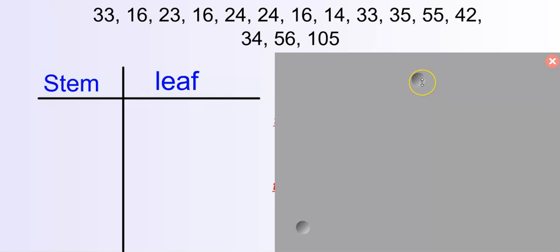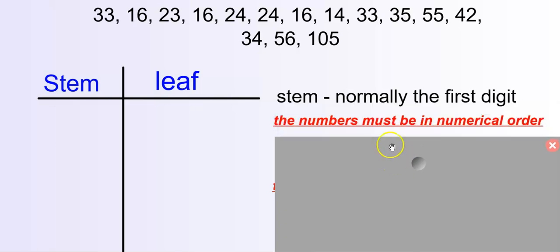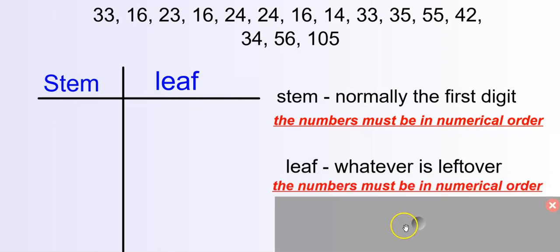And our definitions that you're going to write at the top of your paper, the tippy top. We're going to say stem is normally the first digit. So for each one of these numbers we have up here, we're looking at the first digit of each one of those numbers. And like we said in red right here, the numbers must be in numerical order. So make sure you write that down, because I don't want y'all writing in random numbers and then saying, Mr. Hub, why did I get that wrong? Because you didn't put things in numerical order like it says right here in red. The other one is your leaf, and that's going to be whatever's left over. That shouldn't be hard. It really is not hard. Just make sure you keep track of your numbers and you're good.